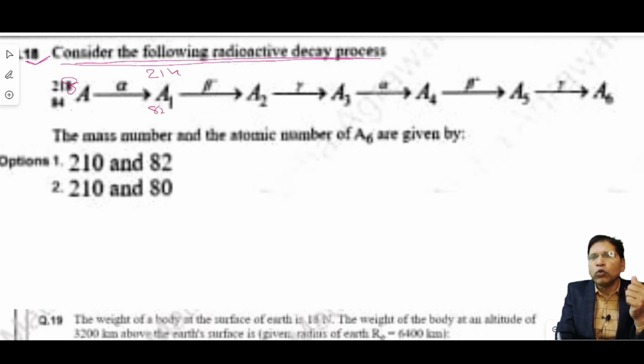This is the 82. Now beta decay. So no change of mass, 214, and this is the 83. Okay. Now gamma, no change. So 214 and 83. Now alpha decay, so 210, this is the 81. Now beta decay, look at this, same. So 210 mass number same, but atomic number increased by 1. Gamma decay, no change. So look at this, option A is correct.